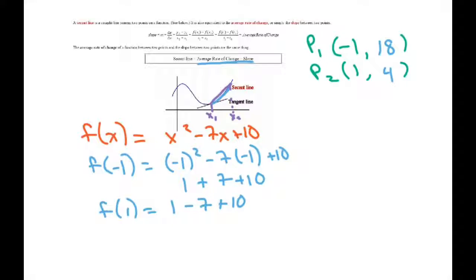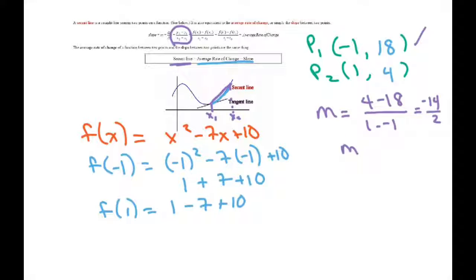All right, so again, when I have this number here, this one's going to be hard to graph, so we're just going to estimate it when we graph it. But our first thing is to find our slope, the secant line. We're just going to use our slope formula: 4 minus 18 divided by 1 minus -1. So that's going to be -14 divided by 2. So our slope is -7.